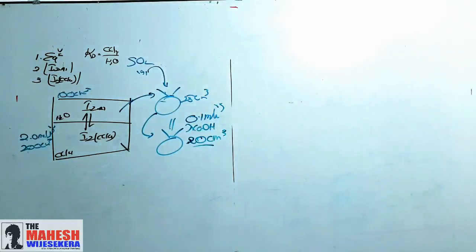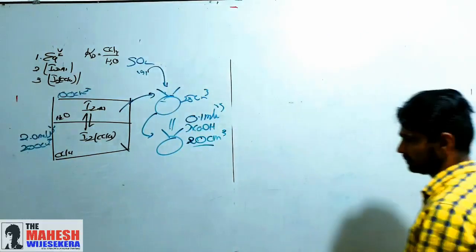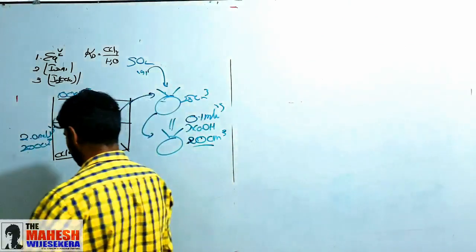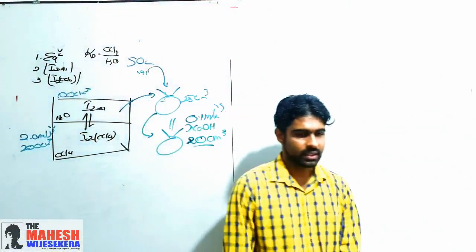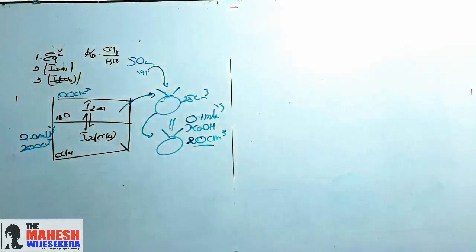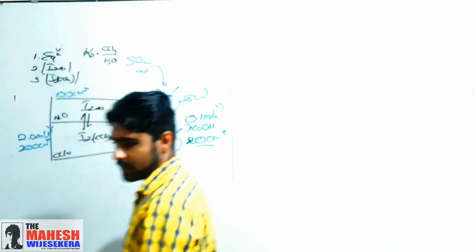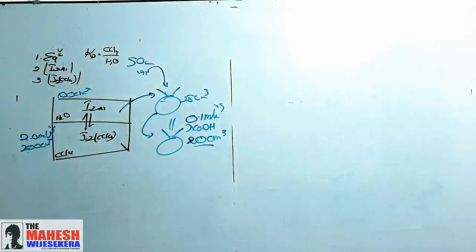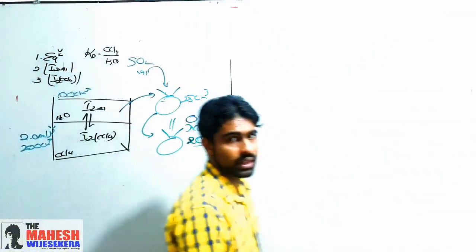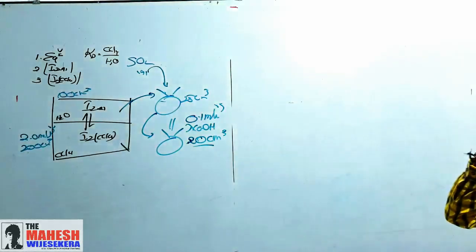Between CCl4 and water. Okay, right. So that's the question. The first part asks you to write a balanced chemical equation for the reactions. So how do we write the balanced chemical equation?